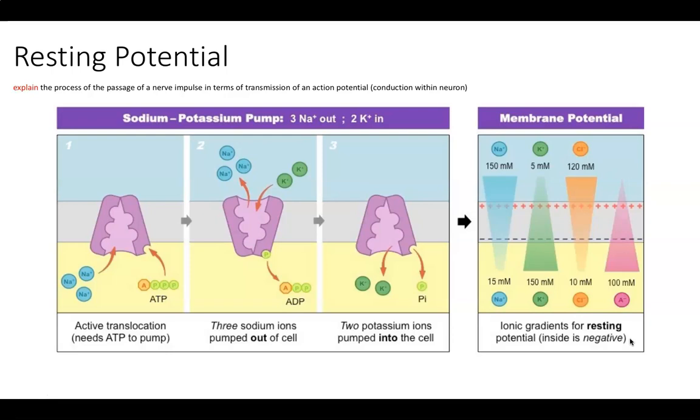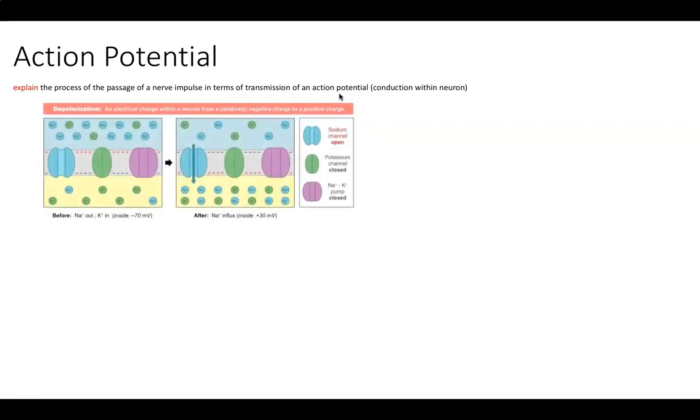Let's talk about when there is a message firing. So that is called the action potential. And this is how a nerve impulse moves throughout a neuron. Now there's 3 main stages to this. The 3 stages are depolarization, repolarization, and a refractory period. So let's talk about the first one, depolarization.